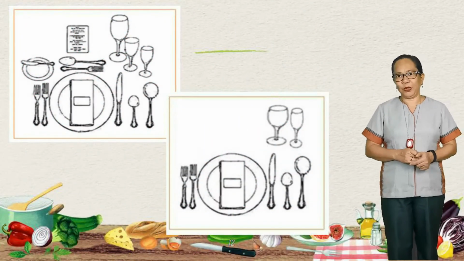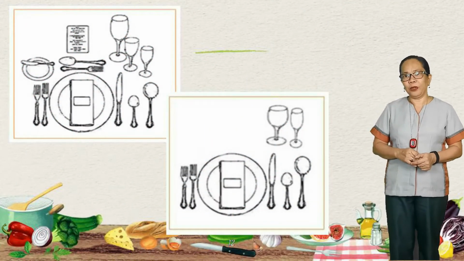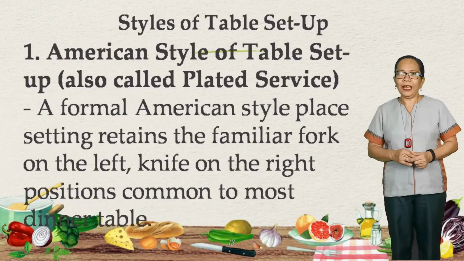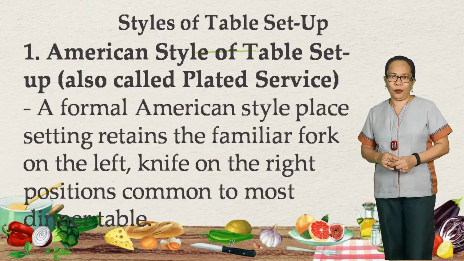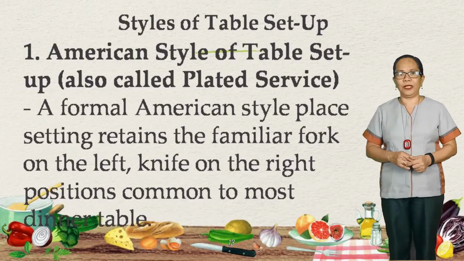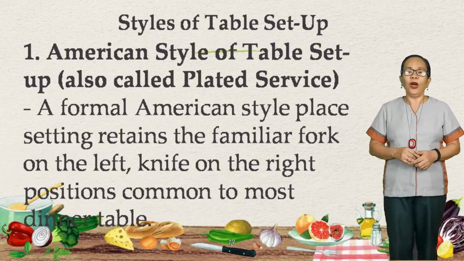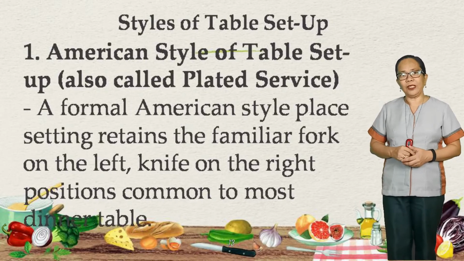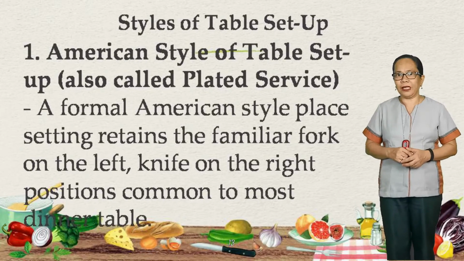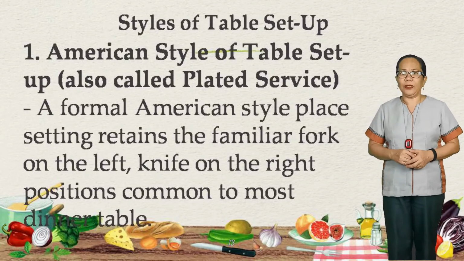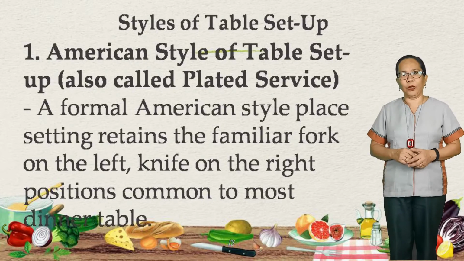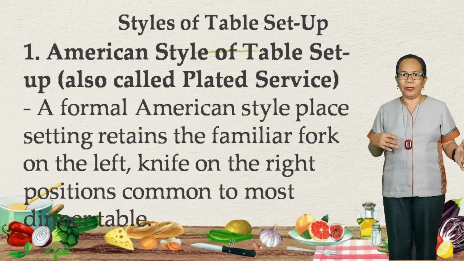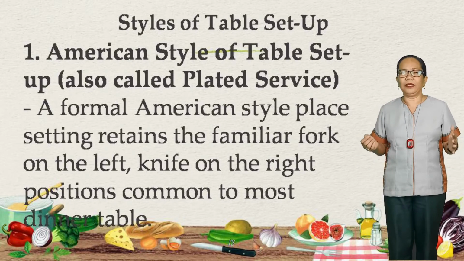So, these are the pictures for table d'hôte setting. Style of table setup. So, we have the different styles. The first one is the American style or also called plated service. So, American style is considered as formal American style place setting in which it retains the familiar fork on the left and knife on the right positions common to most dinner table.